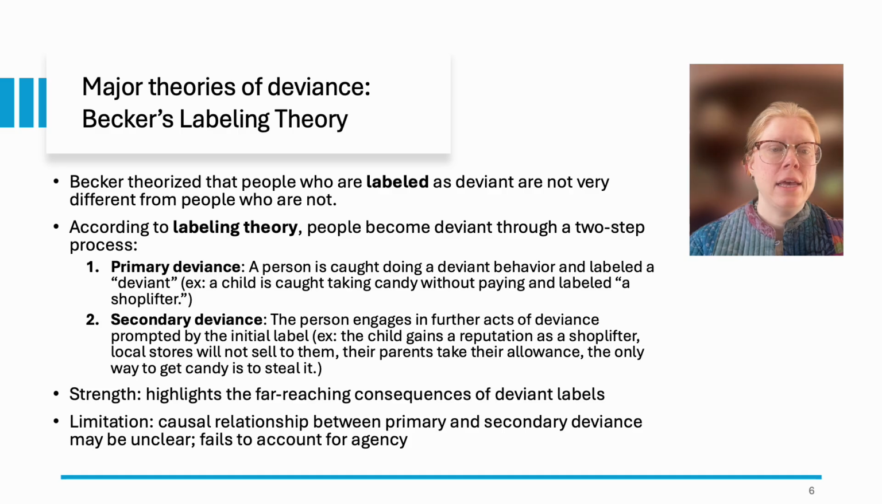Here's how he says that works. He says labeling creates deviance through a two-step process. First, there's primary deviance, which occurs when a person is caught doing a deviant behavior and labeled a deviant. For example, when a child is caught taking candy without paying and labeled a shoplifter.